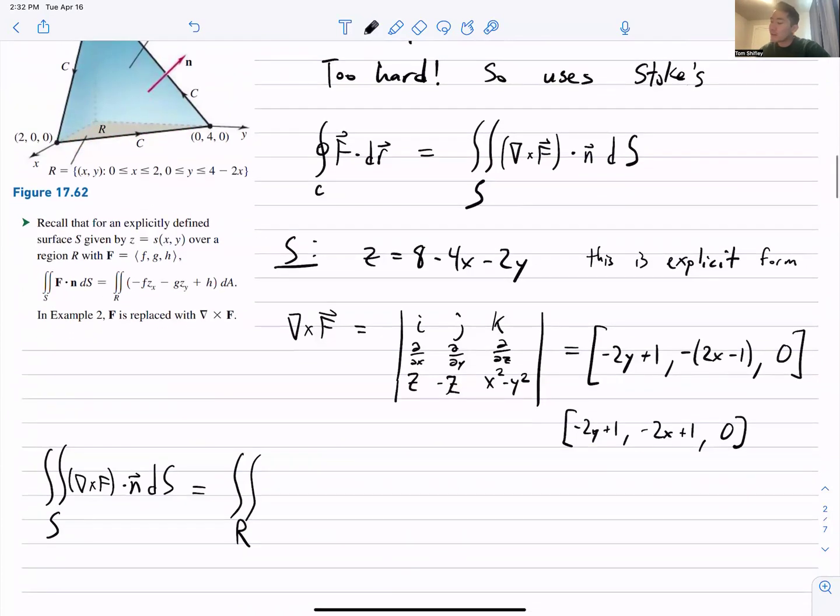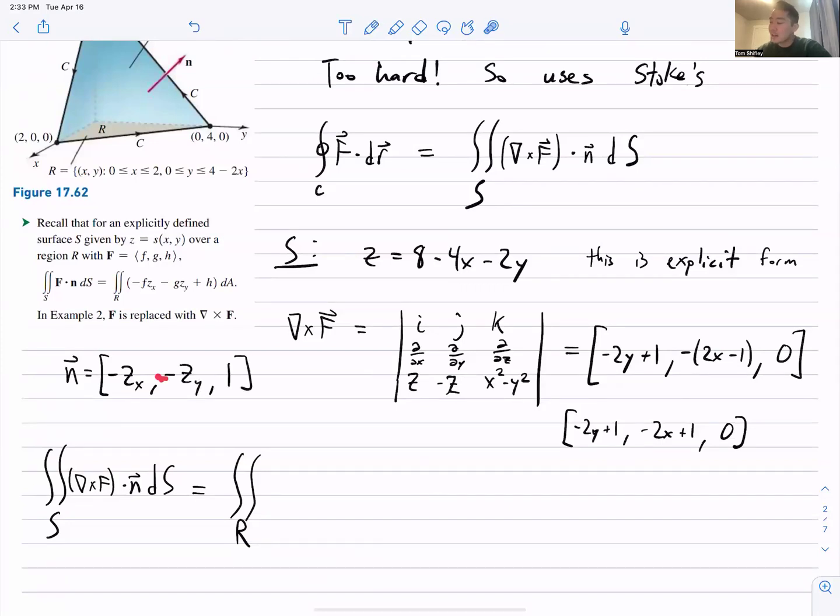And then what are we integrating? We're taking this guy and dotting it with the normal vector. And so the normal vector is really, it will become this. And so the normal vector is negative zx, negative zy, 1. And so that's where that comes from. And that was from the other video too. The normal vector for an explicit representation is negative zx, negative zy, 1.